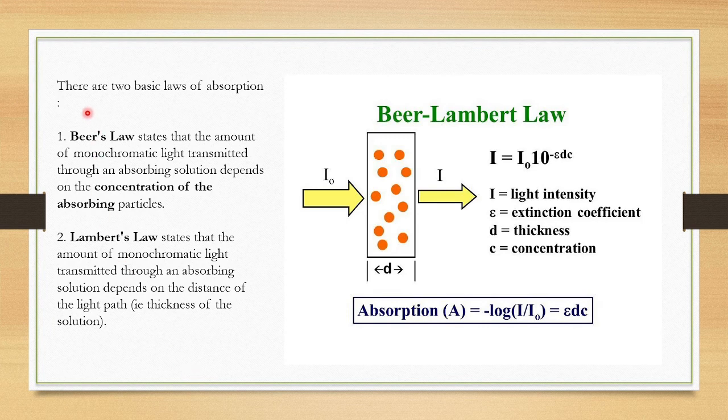Now in colorimetry there are two basic laws of absorption. The first one is Beer's law, which states that the amount of monochromatic light transmitted through an absorbing solution depends on the concentration of the absorbing particles. So this is a monochromatic light transmitted through an absorbing solution, depending on the concentration of the absorbing particles. Here it is represented in orange color.